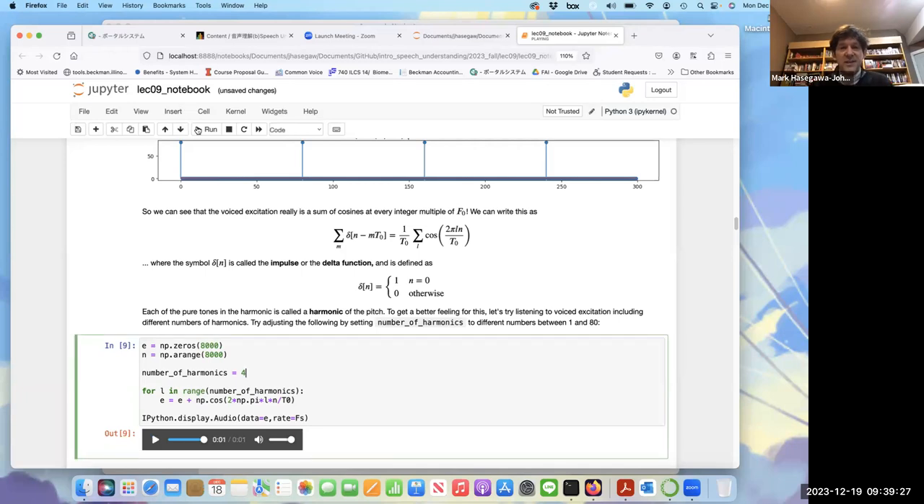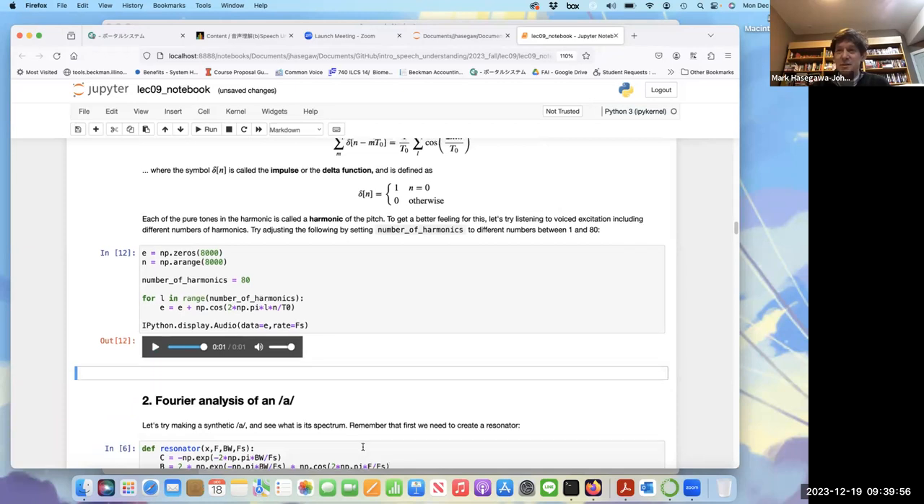If I take, say, 10 harmonics, it will be a little bit closer still to a buzz. 20 harmonics will be a little bit closer still. And finally, when I add in all 80 harmonics, I get the pure excitation buzz that we had before, right? So this is the sound that occurs here, just above your glottis. When your glottis is closing once every 10 milliseconds, we get this buzz just above the glottis.